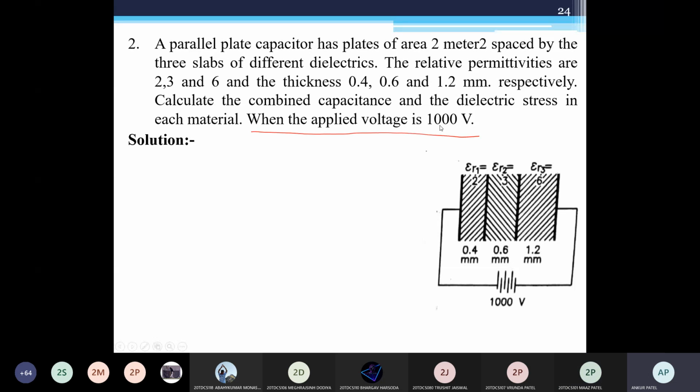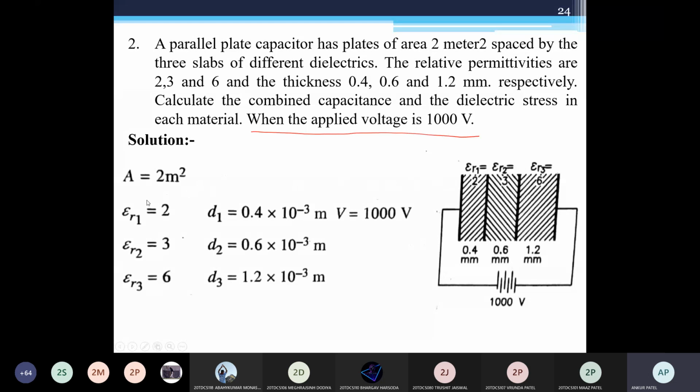So this statement we want to convert into the diagram, then we can draw like this. Three dielectric materials are given. Okay, so permittivity epsilon R1, epsilon R2, epsilon R3 is given. Thickness is given 0.4, 0.6, 1.2, and 1000 volt is given, okay, across the plates of capacitor. So area is given 2 meter square. Epsilon R1 is given, epsilon R2, epsilon R3.